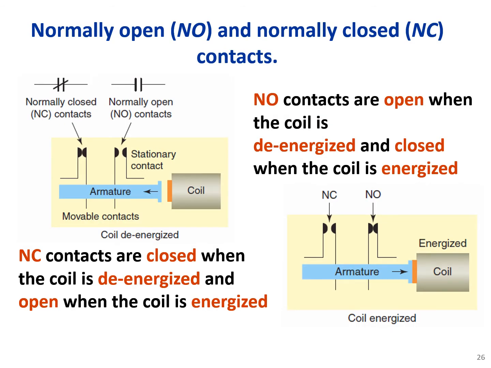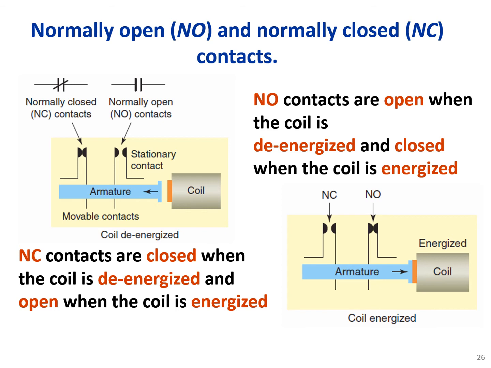Normally open and normally closed contacts. So here we have a coil and an armature, and here is a movable contact. It's just a matter of energizing the coil and attracting the armature, as you could see here.